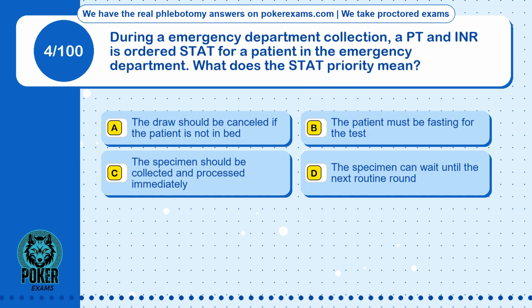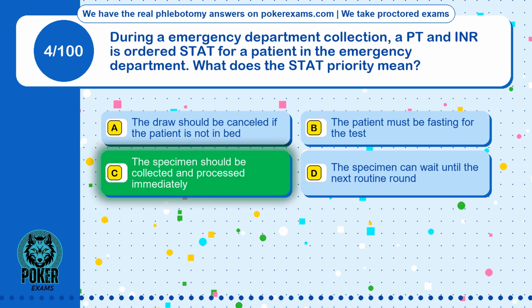Question 4. During an emergency department collection, an INR is ordered stat for a patient in the emergency department. What does the stat priority mean? Option A. The draw should be cancelled if the patient is not in bed. Option B. The patient must be fasting for the test. Option C. The specimen should be collected and processed immediately. Option D. The specimen can wait until the next routine round.